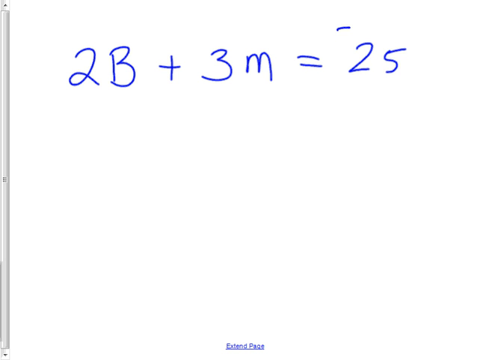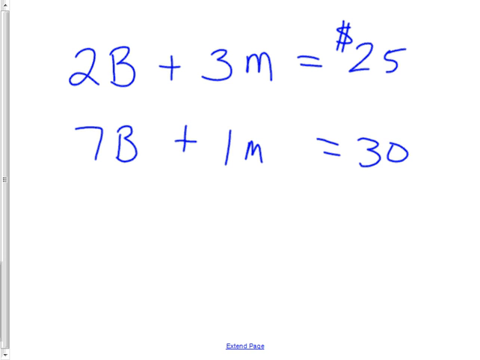Let me give you one like that. I'm buying bagels, and I'm buying muffins. Okay? I buy 2 packages of bagels and 3 packages of muffins, and I spend 25 bucks. Later that day, I go back and buy 7 packages of bagels, 1 package of muffins, and it cost me 30 bucks. How much were the muffins and how much were the bagels?